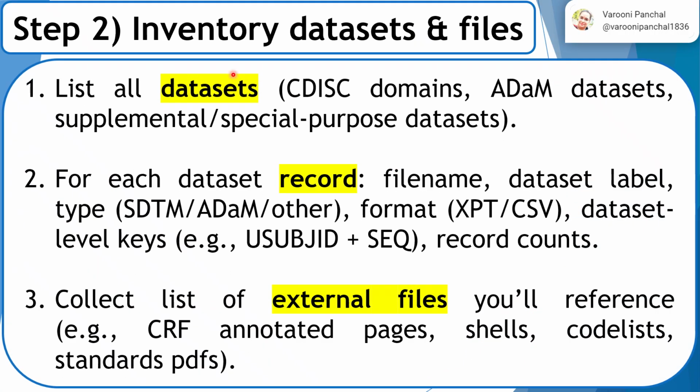Step 2. Inventory datasets and files. List all datasets: CDISC domains, ADaM datasets, supplemental, and special purpose datasets. For each dataset, record file name, dataset label, type, whether it's SDTM, ADaM or other, format, XPT or CSV file, and dataset level keys, for example, unique subject ID plus sequence, and record counts.